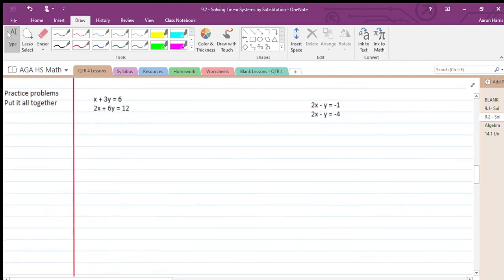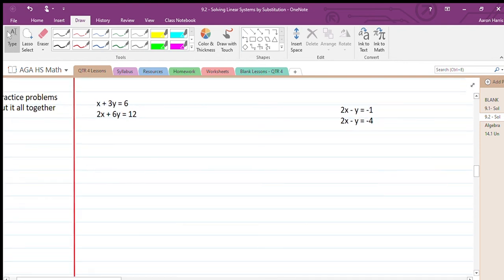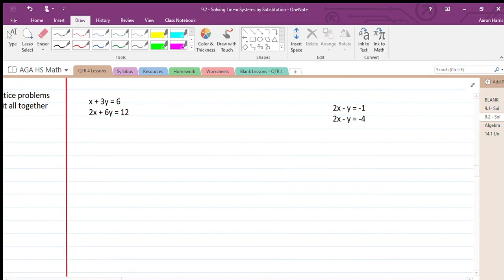Practice problems, put it all together. I want you to be able to put all this together. We will work on these problems together when I see you during our Zoom session, and I will have this all worked out.